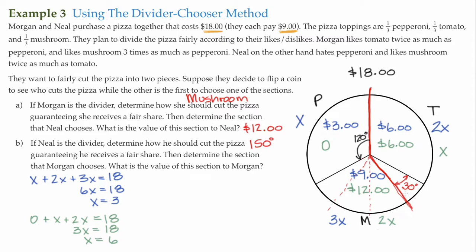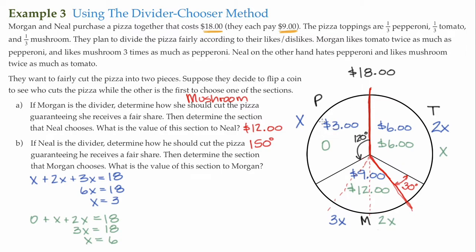Now, Morgan gets to decide. And we want to determine what is the value of this section to Morgan. Well, this whole wedge right here to Morgan is $9. One-fourth is taken away, but there's 3/4 of it left over. So this portion of the mushroom section right here, 3/4 of $9 is $6.75. Add that to the $3 up here, and that's $9.75.